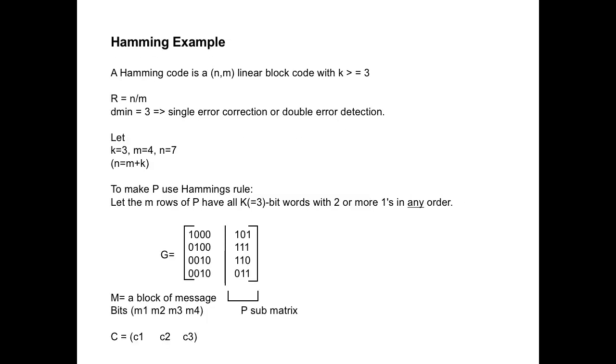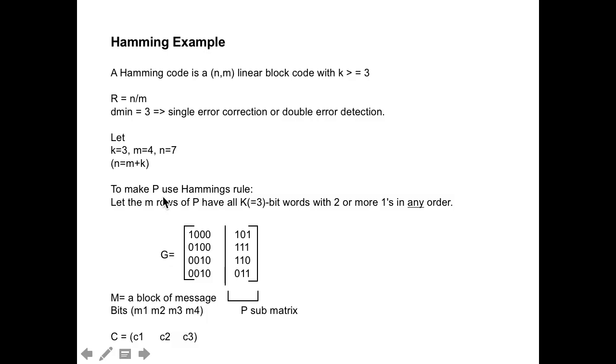So here's the example. We've got a redundancy, n bits divided by m message bits, so it's n bits in the code word. K is going to be equal to or greater than 3, and then we've got a minimum Hamming distance in our 7-4 code.